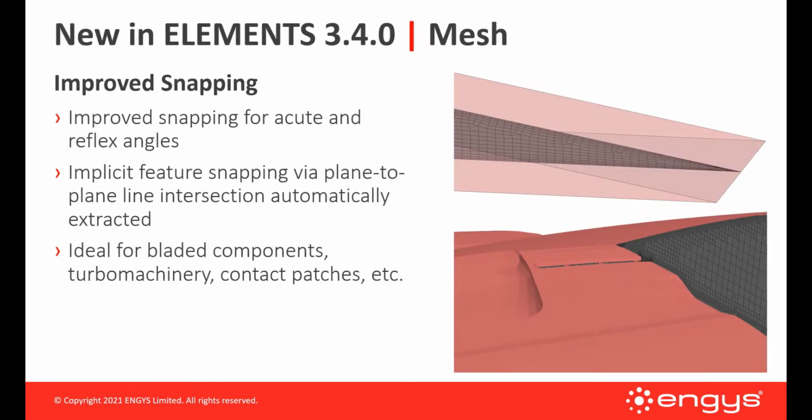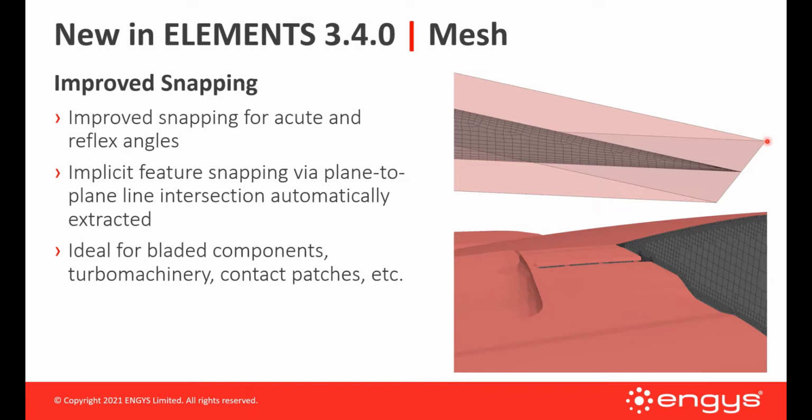Starting with the new features in Mesh, we have improved the snapping algorithm in order to be able to capture difficult feature edges like the ones that we see in acute or reflex angles, like in this example here. So in this particular case, we have to grow a mesh into a very, very narrow space without actually perturbing or destroying the quality of the feature edge that gets captured there.